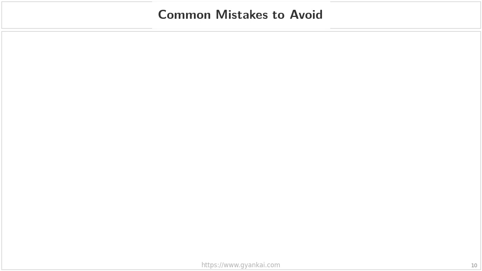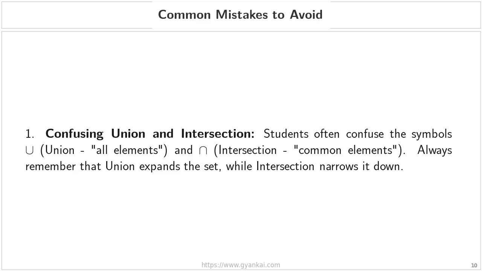Common mistakes to avoid. Now that we have seen how the distributive property works for both intersection and union, I want to pause and highlight some common pitfalls. As you move forward with more complex set theory problems, keep these 3 points in mind to avoid losing marks. First, be very careful not to confuse the union and intersection symbols. It is a very common mistake to swap the U-shaped symbol for the N-shaped symbol.